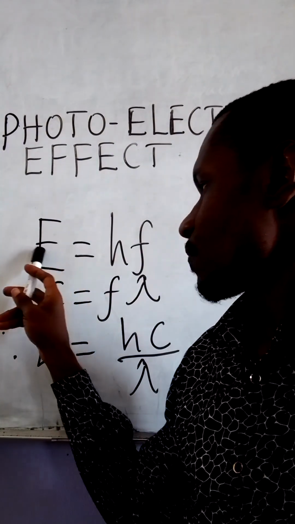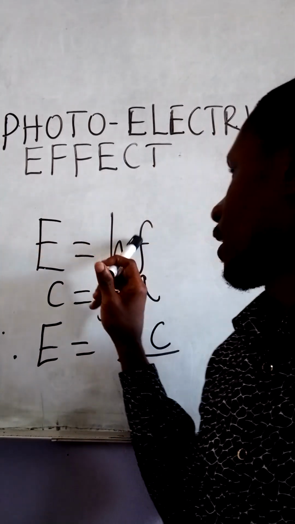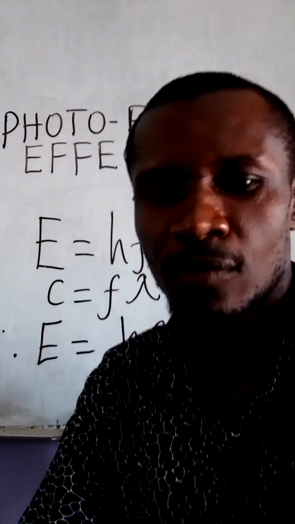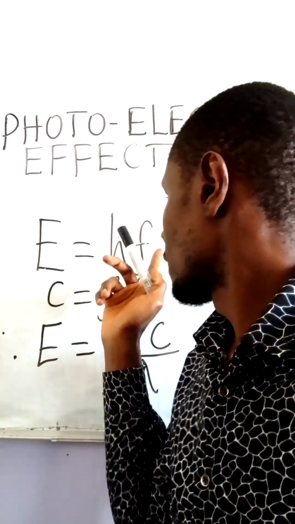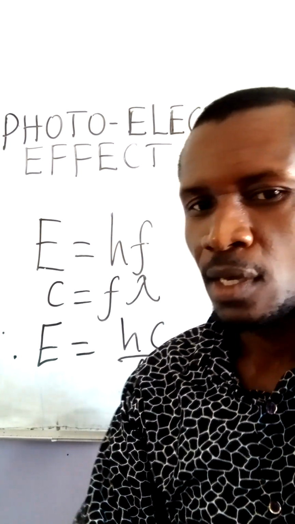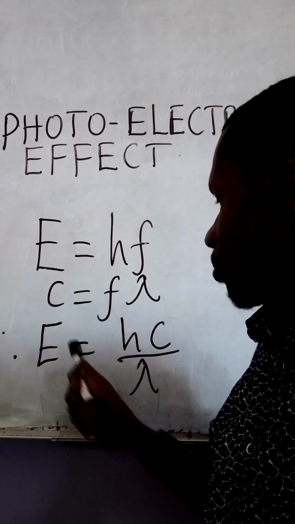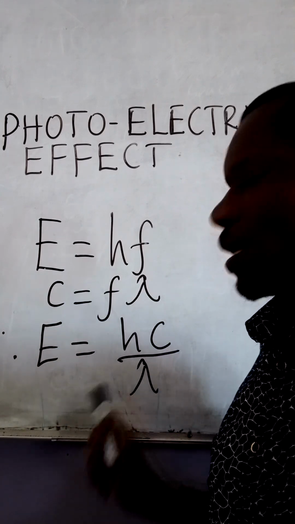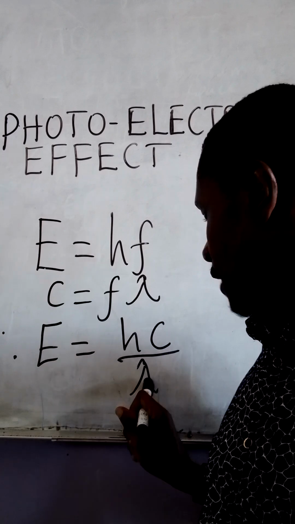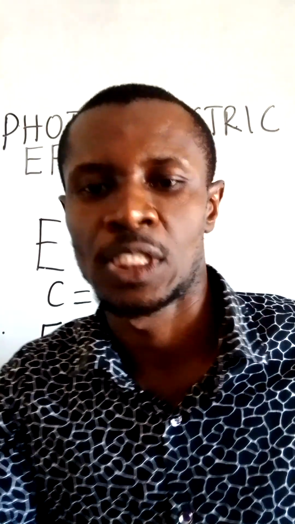As we can see from this first equation, the energy of the photon E is directly proportional to the frequency of the photon. So the greater the photon frequency, the greater the energy of the photon. On the other hand, the energy of the photon is inversely proportional to the wavelength. Hence, the greater the wavelength, the smaller the energy, and vice versa.